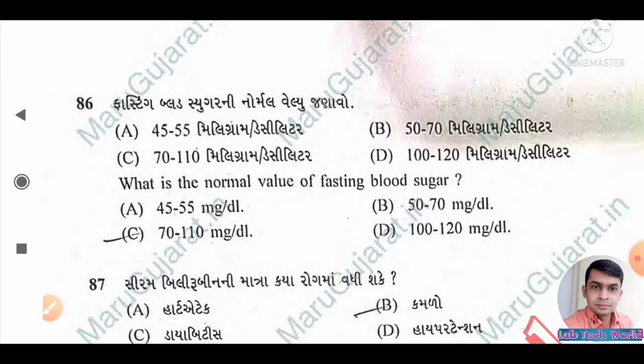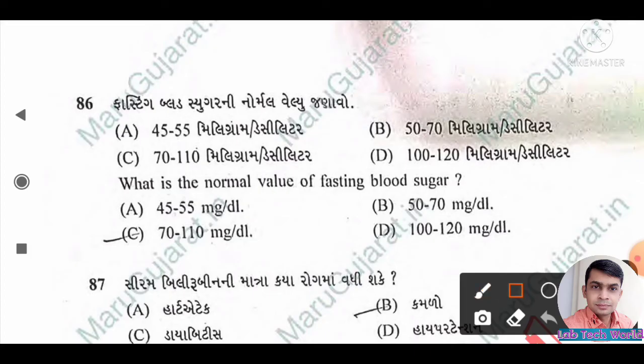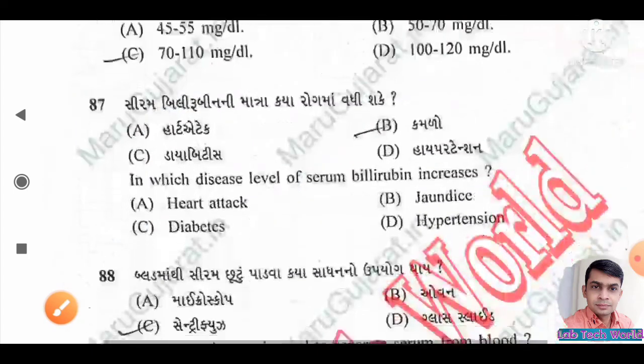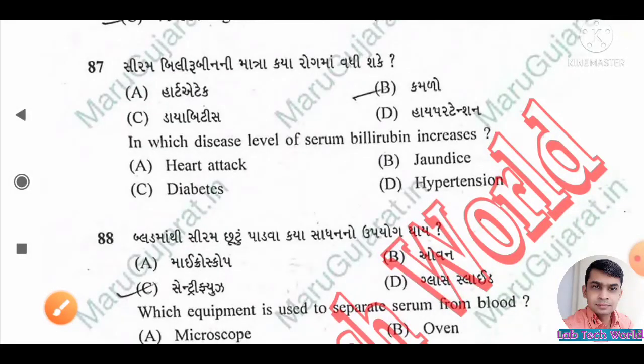What is the normal value of fasting blood sugar? Options: A, 45 to 55 milligram per deciliter; B, 50 to 70 milligram per deciliter; C, 70 to 110 milligram per deciliter; D, 100 to 120 milligram per deciliter. The correct answer for this question is C, 70 to 110 milligram per deciliter. Move to the next question, number 87.